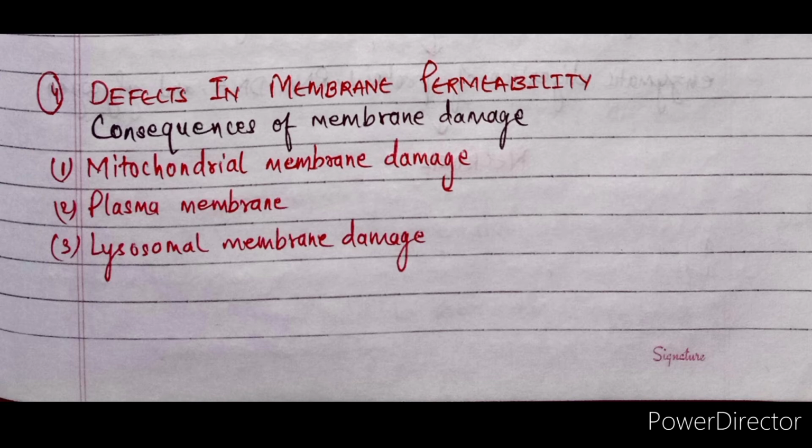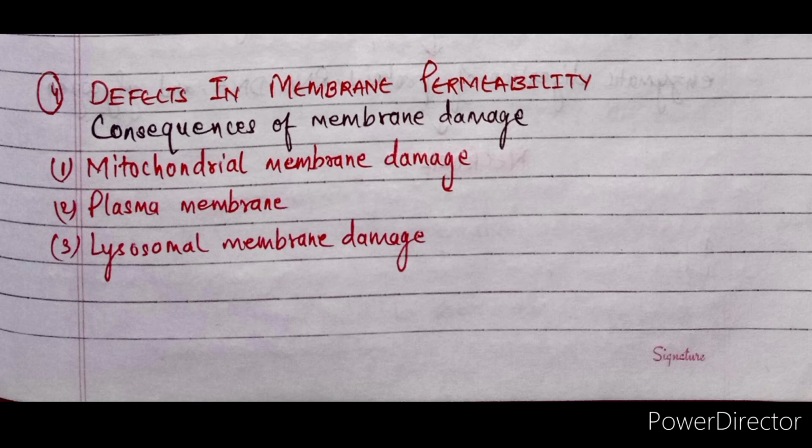Today we will continue part 2 of mechanisms of cell injury. In the previous video, I have already covered 3 mechanisms of cell injury, that is ATP depletion, mitochondrial damage and loss of calcium homeostasis. So today we will see the 4th and 5th mechanisms of cell injury. The 4th is defects in membrane permeability, and the 5th one is free radical injury. First, let's see the 4th mechanism, that is defects in membrane permeability.